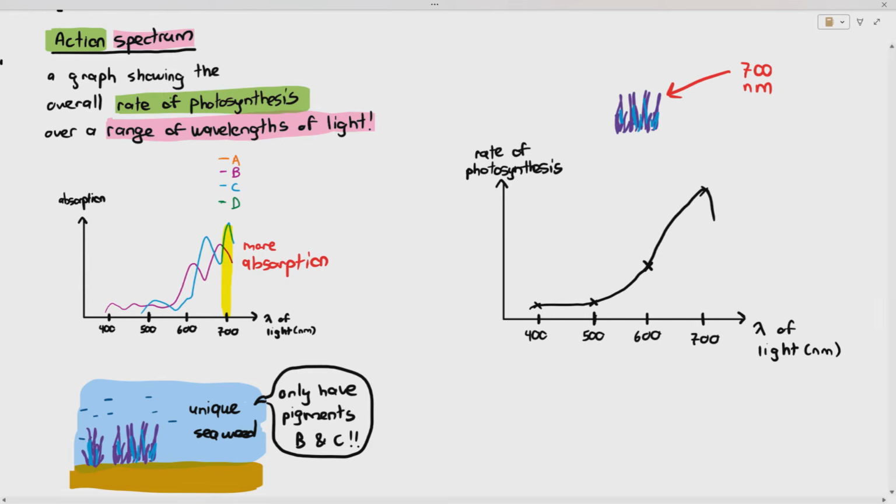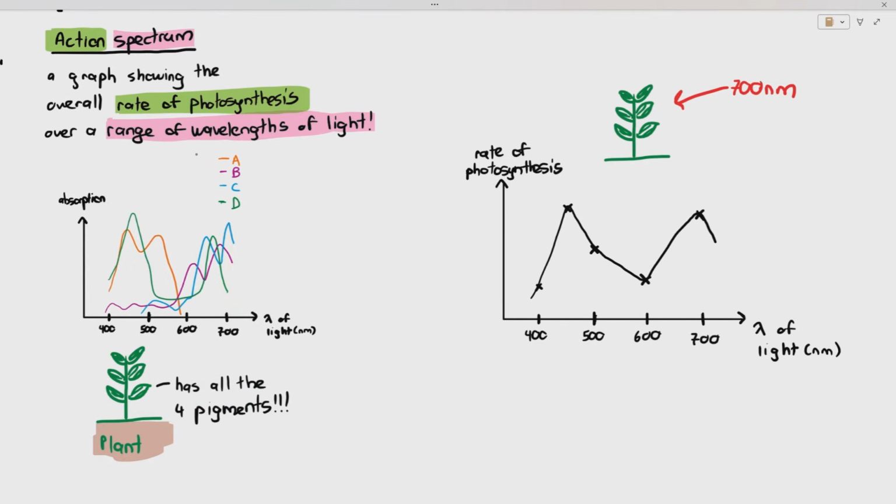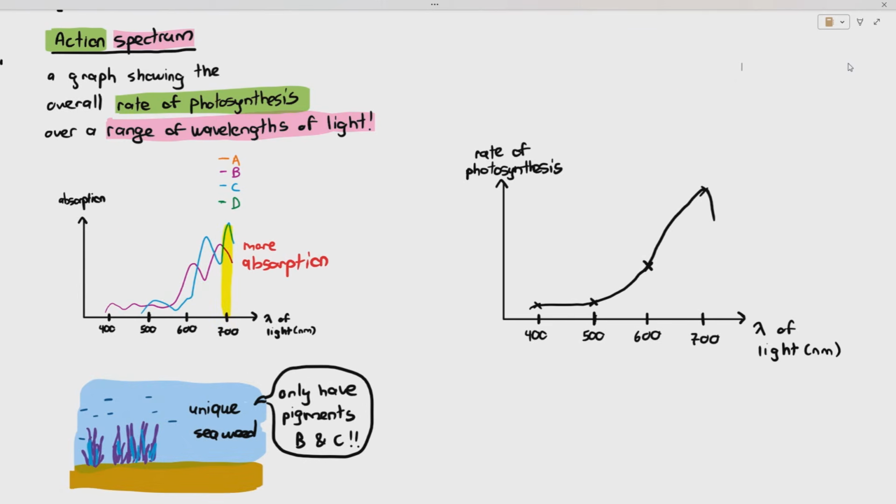So as you can see over here, the action spectrum of the seaweed and the action spectrum of the land plant or the terrestrial plant are not the same even if you give the same wavelength of light. The reason is because the land plant has 4 different types of pigments to maximize light absorption, but the seaweed only has 2 different types of pigments to maximize its light absorption. So that is how the absorption spectrum can actually cause an effect in the action spectrum.